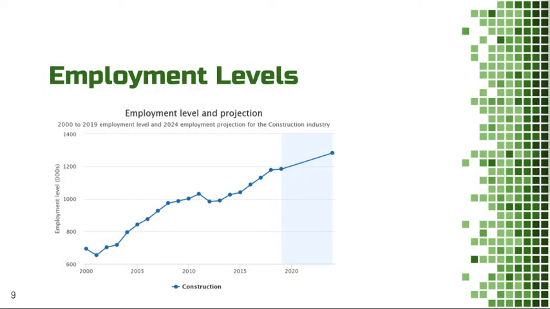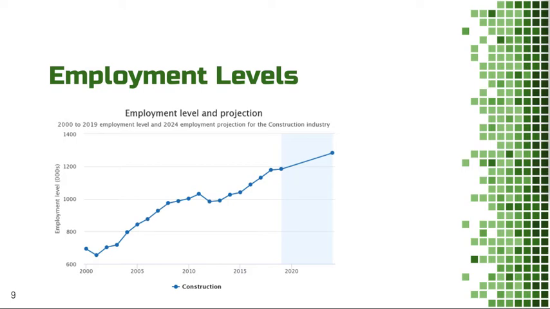I'm also having a look here at our employment levels and projection, okay? So we can start to see when we're looking here, the number of people, this is in hundreds of thousands, by the way. Back in the year 2000, there were about 700,000 people working in construction.